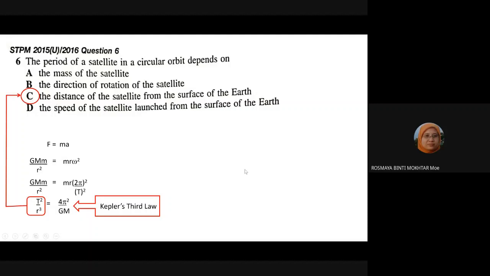Okay, any problems with this question? If no, we go to question 7.